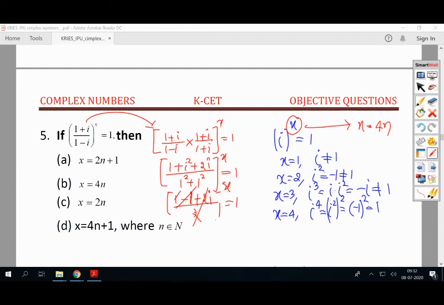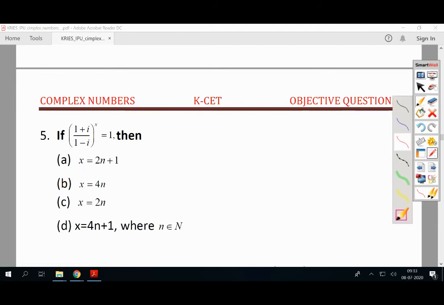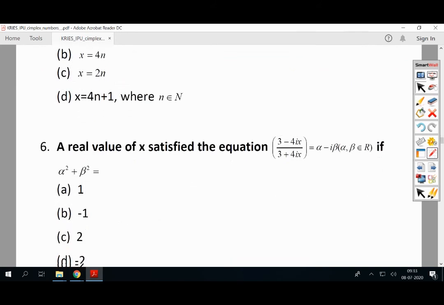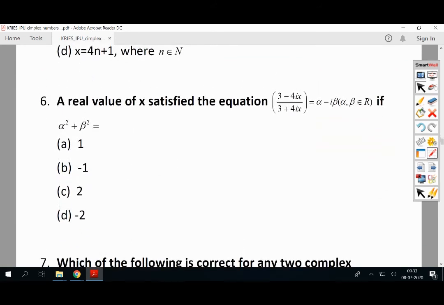We'll move on to question number 6. Look at the sixth question, again a very interesting question for you. The real value of x satisfies the equation (3 − 4ix)/(3 + 4ix) = α − iβ. If the real value of x satisfies the equation (3 − 4ix)/(3 + 4ix) = α − iβ, then what should be the possible value of α² + β²?